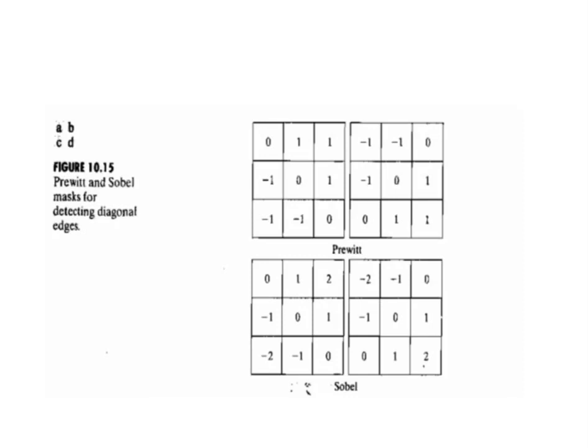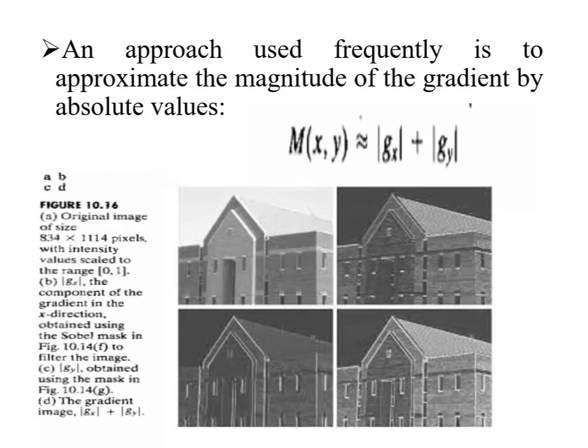The original image in figure A is of reasonably high resolution, that is 834 by 1114 pixels, and at the distance the image was acquired, the contribution made to image detail by the wall bricks is significant. This level of fine detail is often undesirable in edge detection because it tends to act as noise, which is enhanced by derivative computation and thus complicates the detection of the principal edges in an image. One way to reduce the fine detail is to smooth the image.